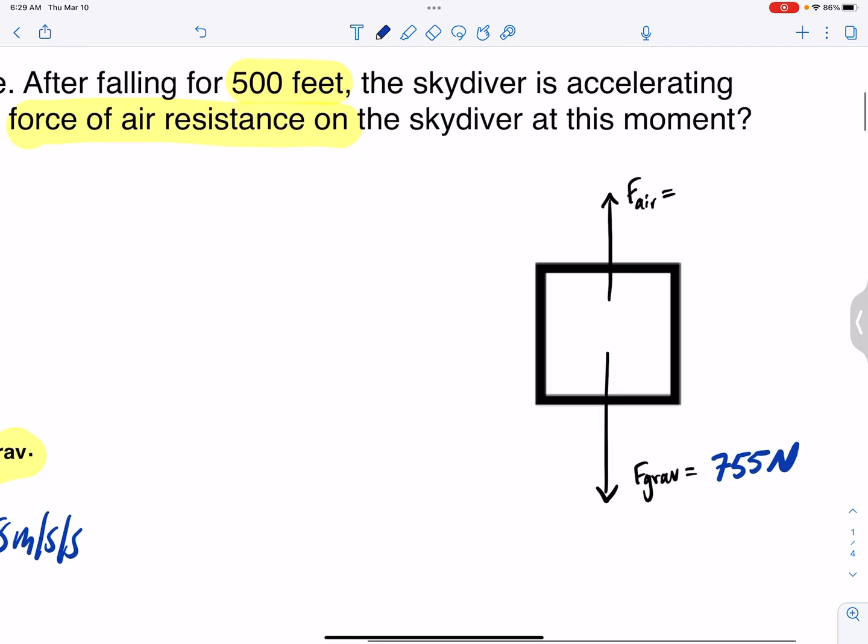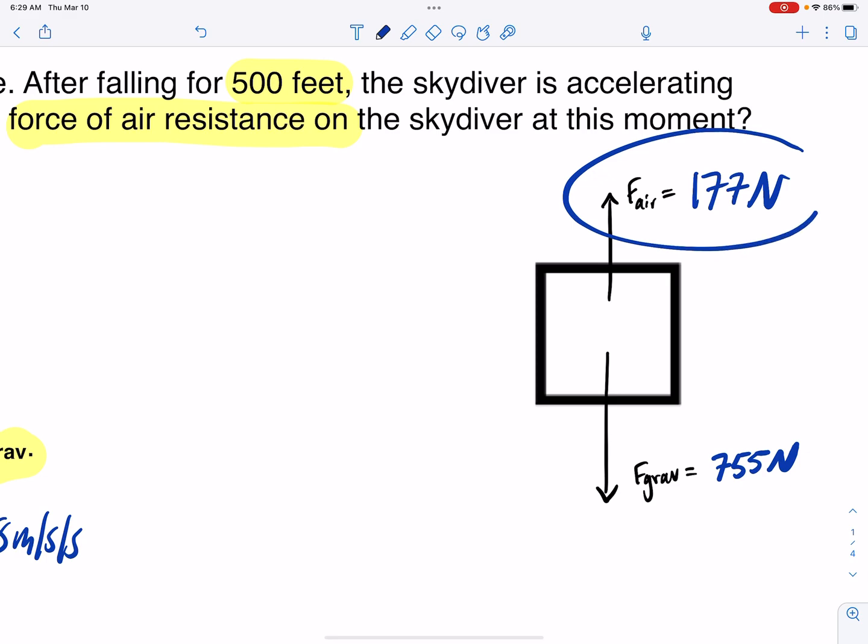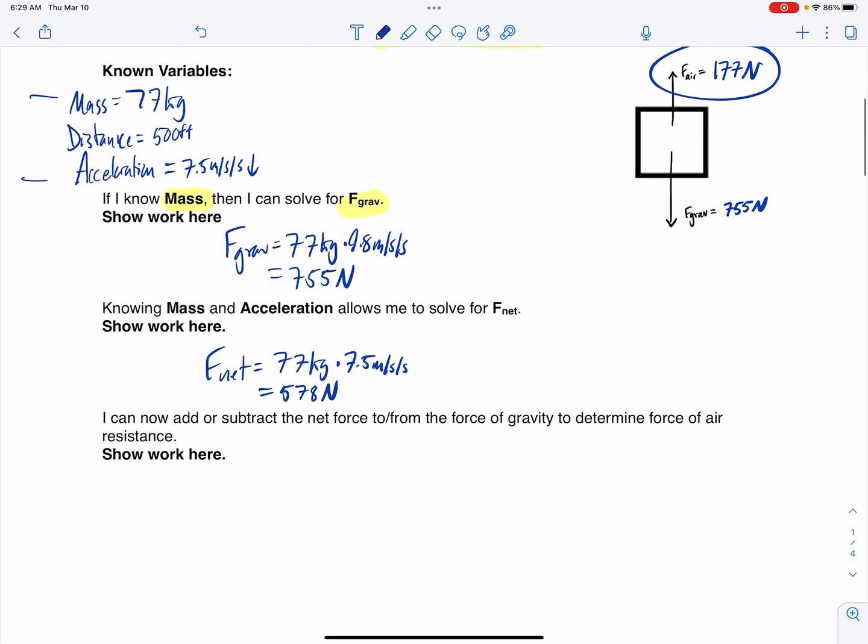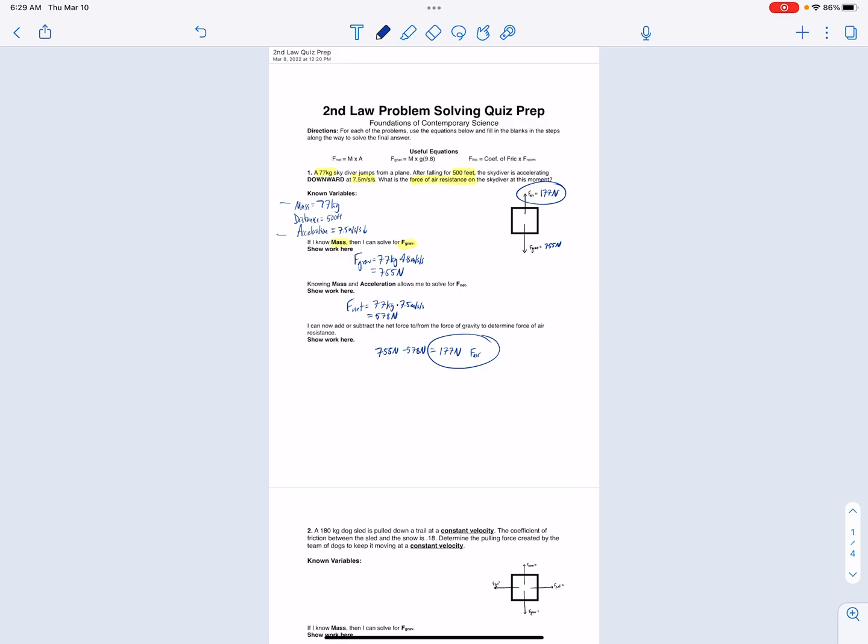That tells me that the force of air resistance is 177 newtons. And there you go, we've got our answer right there. So what we did here was 755 newtons minus 578 newtons, and that gave us 177 newtons for the force of air resistance. Pretty cool. There's our first one done and in the books.